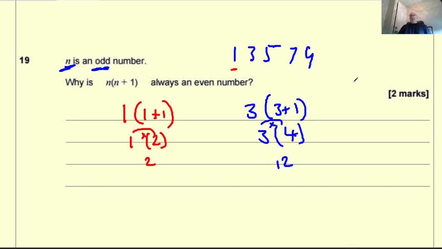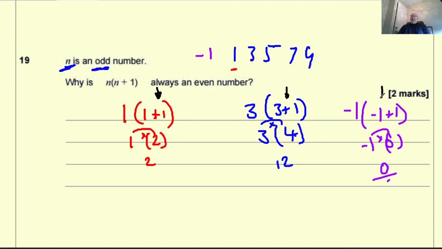I'm going to try one more, and just to make sure, let's say I've got negative 1. Okay, negative 1, negative 1 plus 1. That gives me 0. And negative 1 multiplied by 0 would actually give me 0. Wouldn't give me anything odd. What's happening in the bracket? That's the key thing. In the bracket, each time, the answer in that bracket is going to give me an even number.